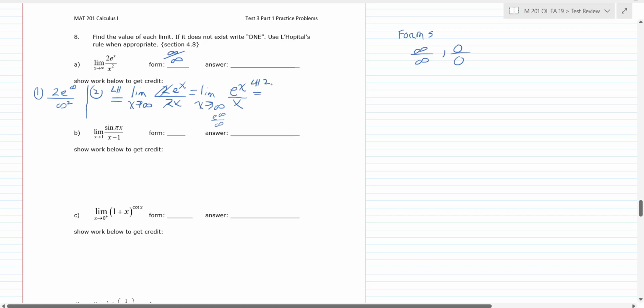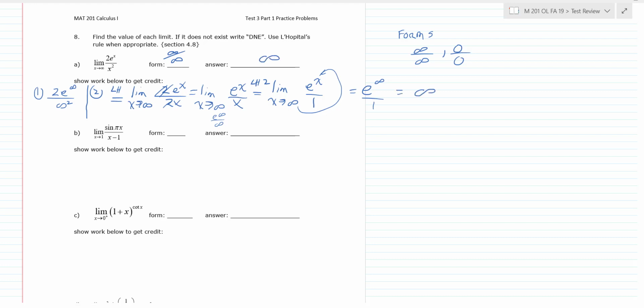So I'm going to put LH2. If I do the derivative of the numerator again, I get e to the x. If I do the derivative of the denominator, I get 1. Then if I just plug this in now, look what happens. I don't have an indeterminate form anymore. I just have an infinitely big number. So the answer to that problem is infinity, right? And that's how L'Hopital's rule would be used to handle that.